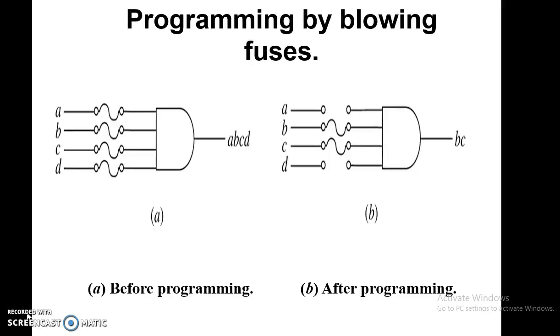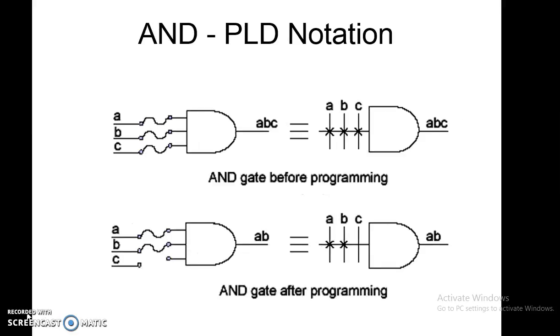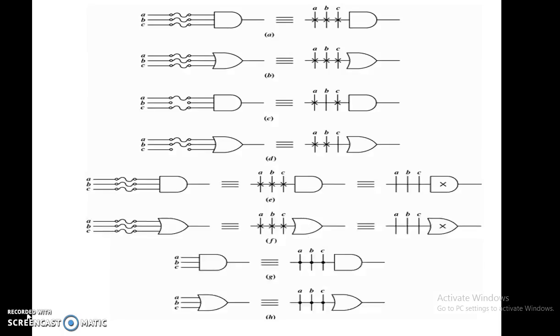Programming by blowing fuses. These are the fuses before programming and after programming. Or PLD notations. These are the OR gate before programming and OR gate after programming. AND notations. These are the AND notation before programming and after programming.